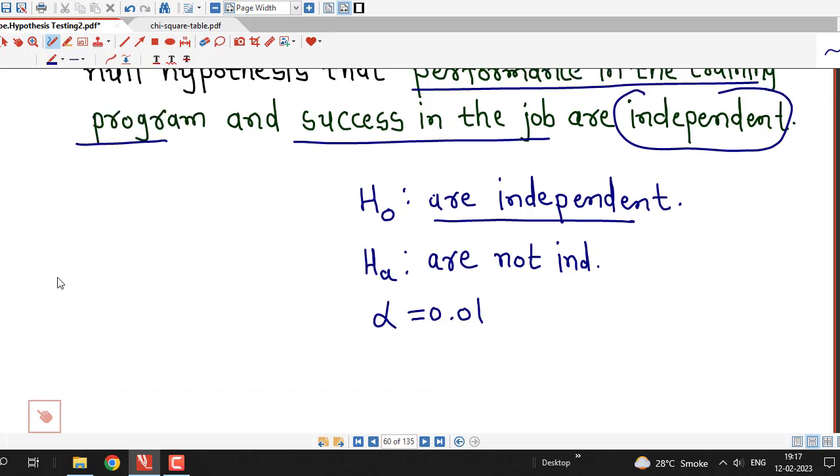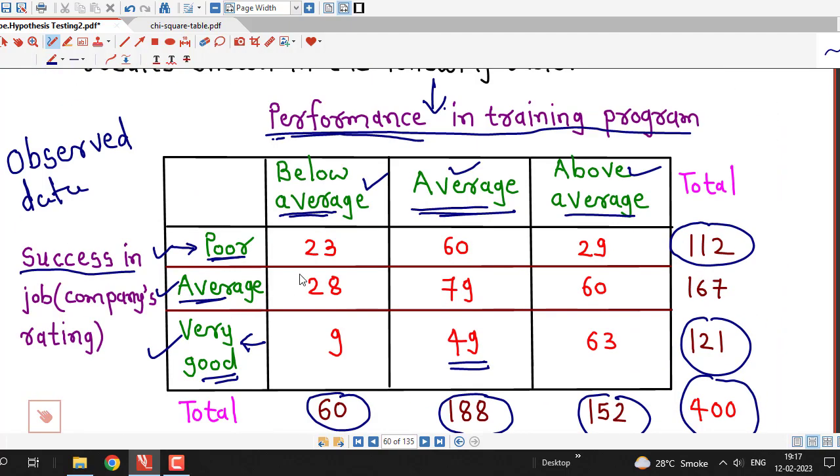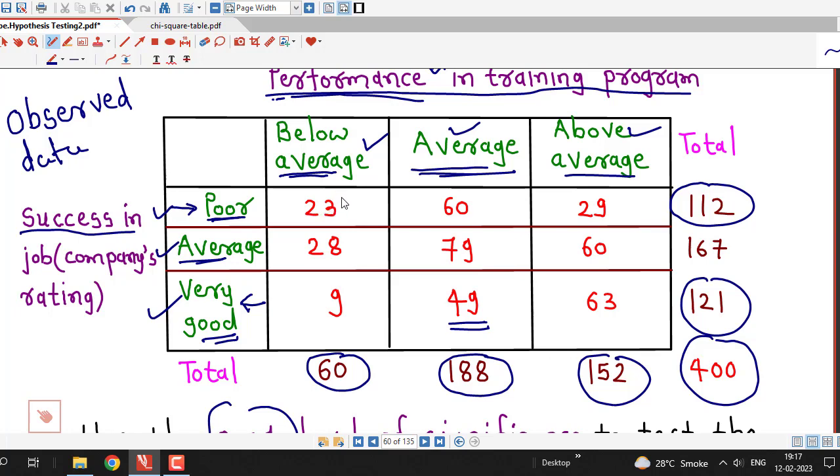0.01. Test statistic is same as in the test of goodness of fit. Observed minus expected frequencies whole square divided by expected frequencies. Now how to calculate expected frequencies? All these are observed frequencies. So suppose I am interested in the expected frequency corresponding to this cell. We can denote these rows by say R1, R2, R3, and columns can be denoted by C1, C2, C3. Suppose we are using these notations C1, C2, C3 for columns, R1, R2, R3 for rows.